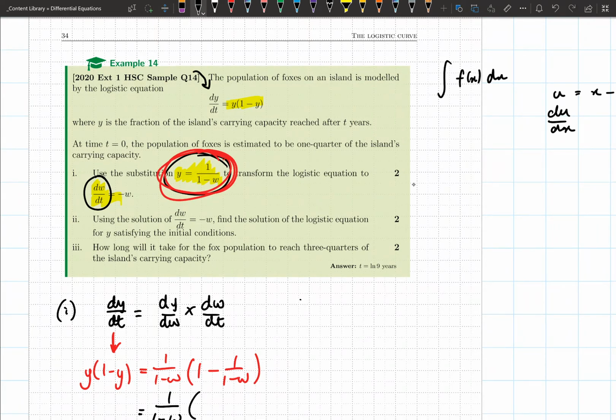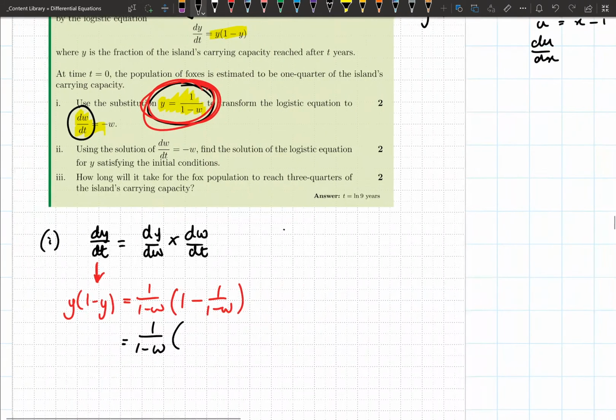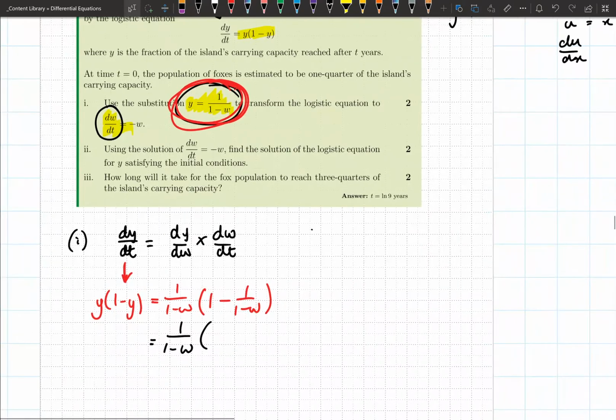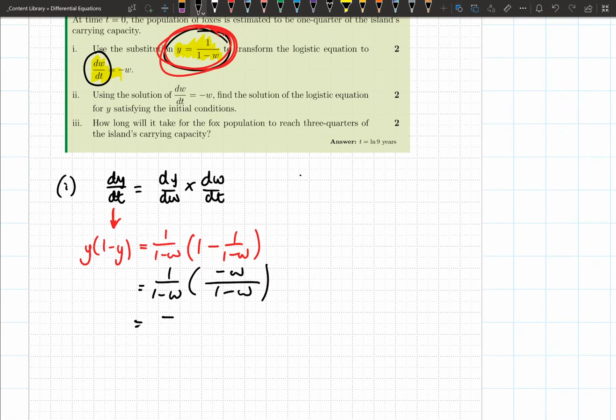What does the bracket become? The bracket becomes 1 minus 1 over 1 minus w, negative w over that, over the whole thing. Yeah. So here I've got negative w over 1 minus w squared. Are you cool with that? Yes. Okay. On this side, we can figure out what dy on dw is.